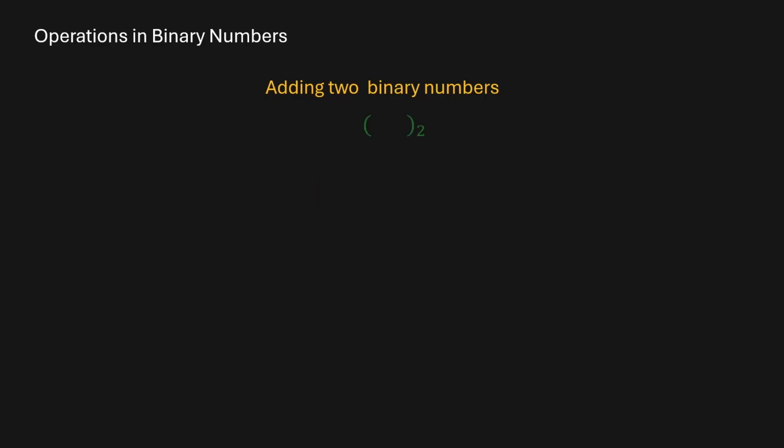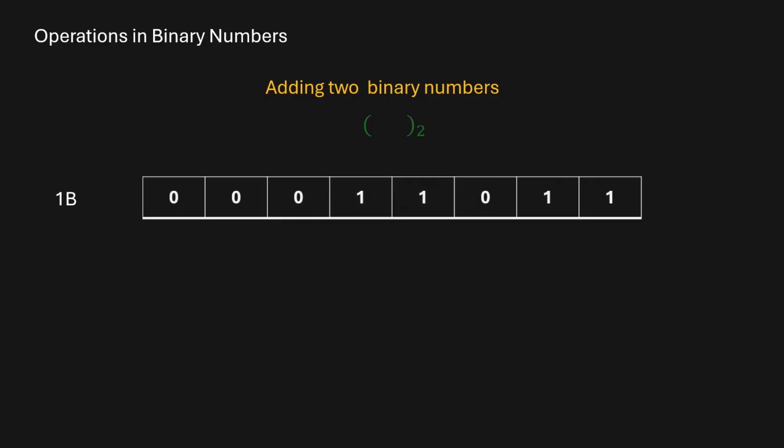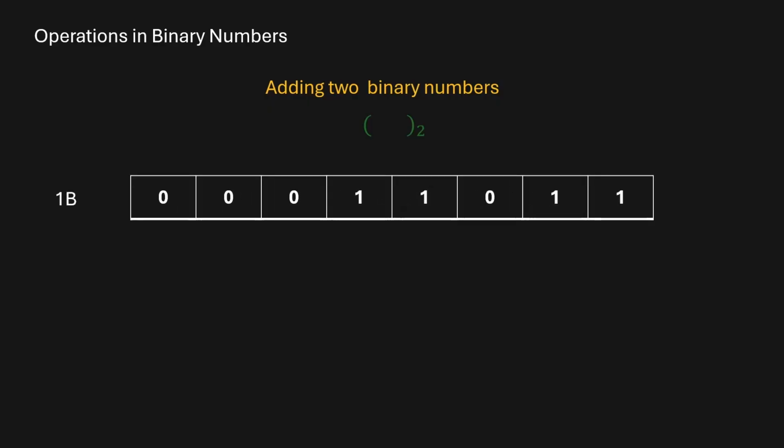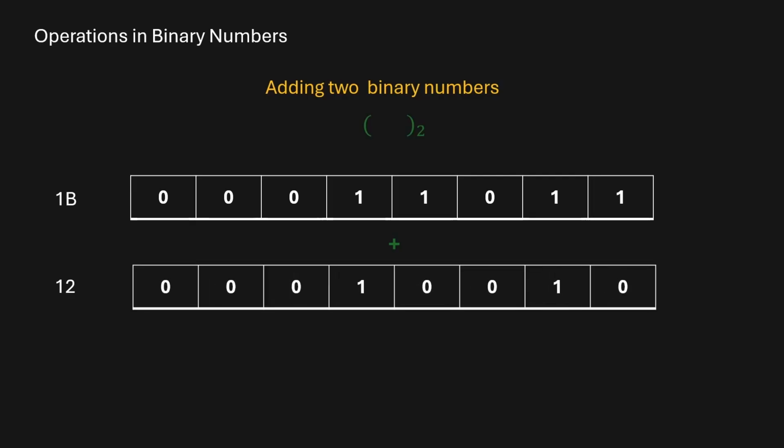Now let's move to base 2. Here we convert the numbers from base 16 to base 2. To do this, for each digit in base 16, we consider 4 bits in base 2. Since we have 2 digits, this gives us a total of 8 bits. The number 1B in base 16 is equal to 0001 1011 in base 2, and the number 12 in base 16 is equal to 0001 0010 in base 2.